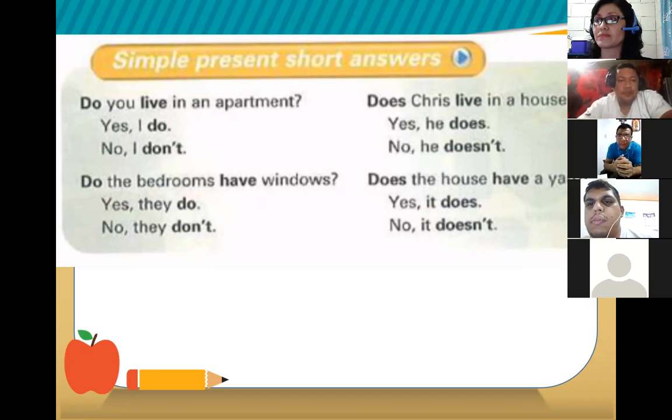Una pregunta. Dígame. One question. Lo que le entendimos al profesor anterior, porque sí ya nos había explicado esto, es que do es para I, you, we, they. Y does es she, he, it. Para oraciones negativas en presente simple. ¿O no es así? No, este es para preguntas. Pero ahorita se los explico nuevamente, no hay problema. Thank you very much, Ana Victoria.